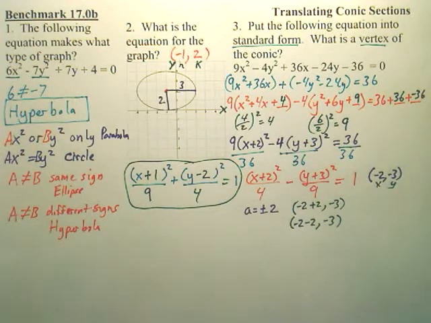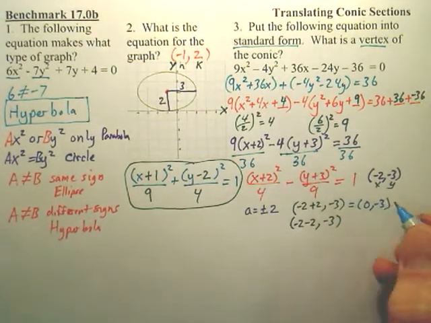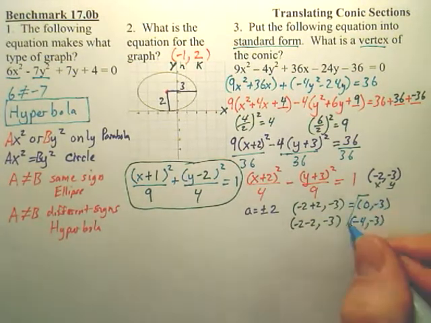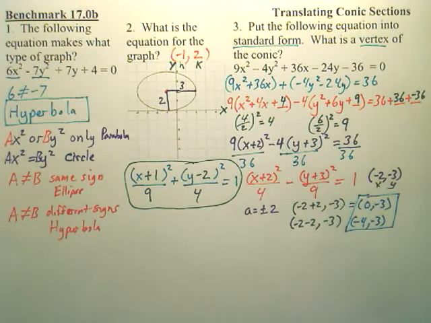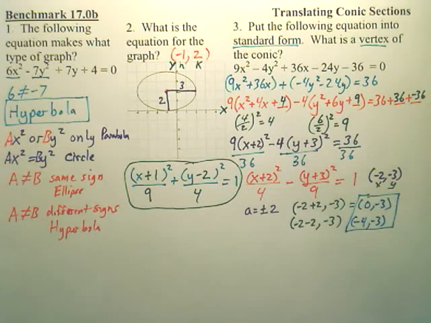Anyways, from there, it looks like my answer is going to be 0, negative 3 is one vertex, and negative 4, negative 3 is the other vertex. If you were to graph this, you'd find those vertices as well. This is a little more complicated, but that's for now what we're doing.